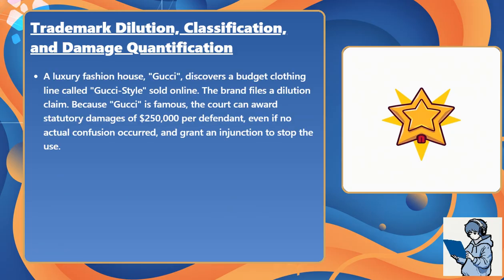Example: a luxury fashion house, Gucci, discovers a budget clothing line called Gucci Style sold online. The brand files a dilution claim. Because Gucci is famous, the court can award statutory damages of $250,000 per defendant, even if no actual confusion occurred, and grant an injunction to stop the use.